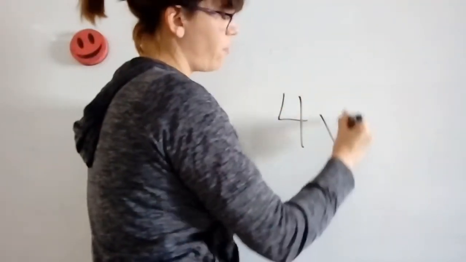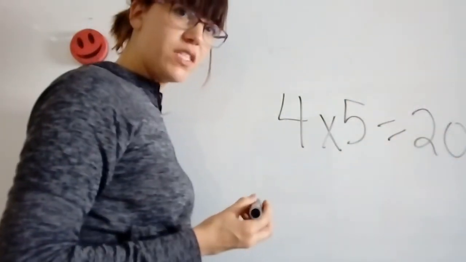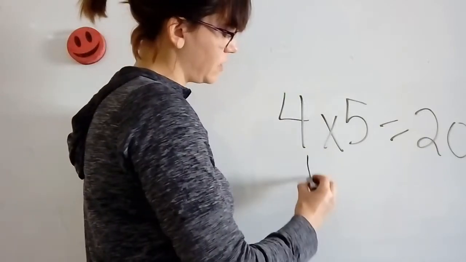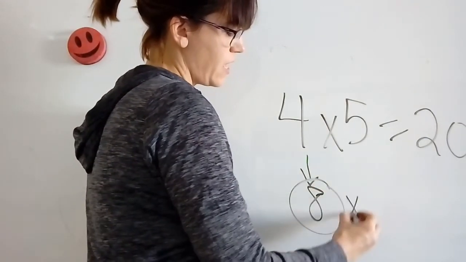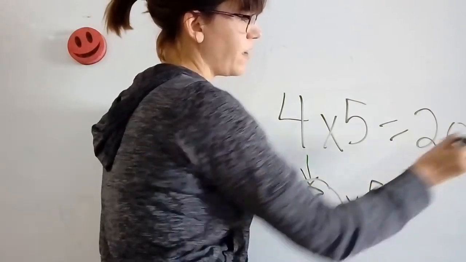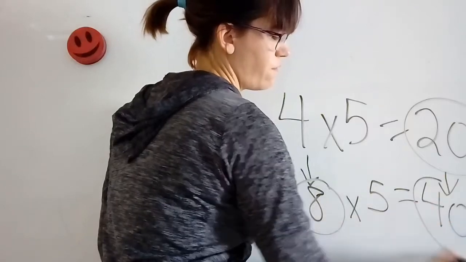We know that 4 multiplied by 5 equals 20. Now I want to know what 8 multiplied by 5 is. So 4 times 2 is 8. And 8 times 5 is whatever the double of 20 is. So it equals 40.